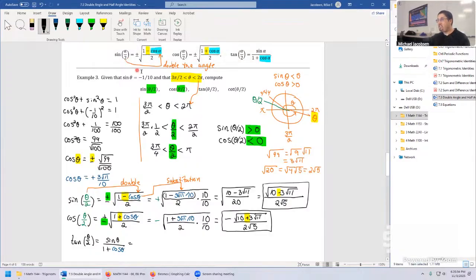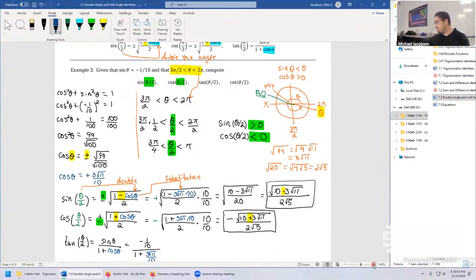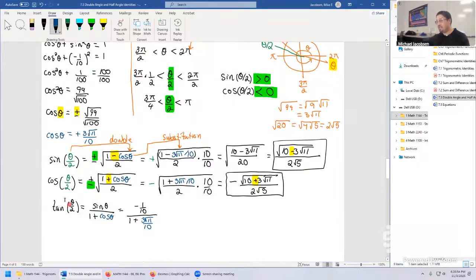Sine theta value is given right here as negative 1/10. It's over 1 plus the cosine value. Down here, 3 square root 11 tenths. And now we're done with that identity. Let's zoom back in a bit so we can focus on the algebra. Here's the identity again, just copied down.